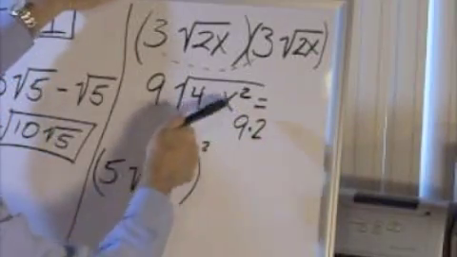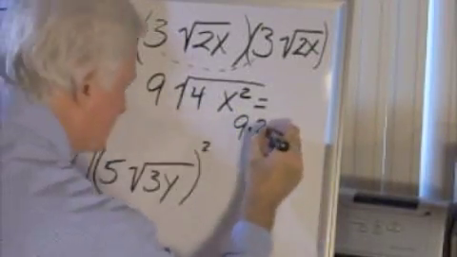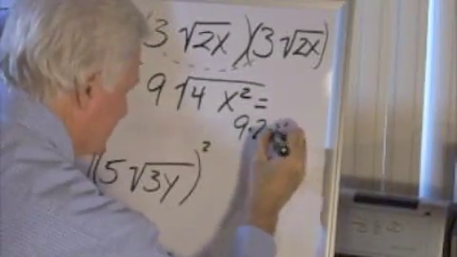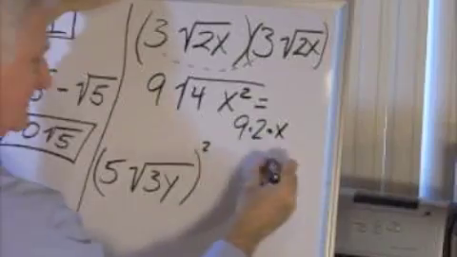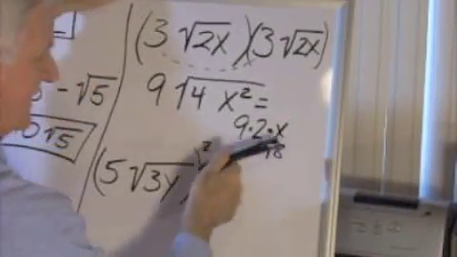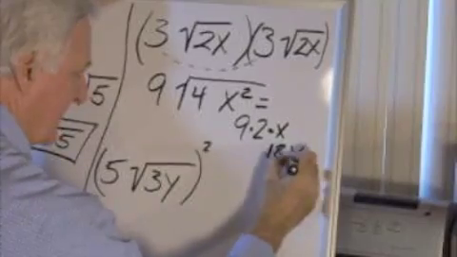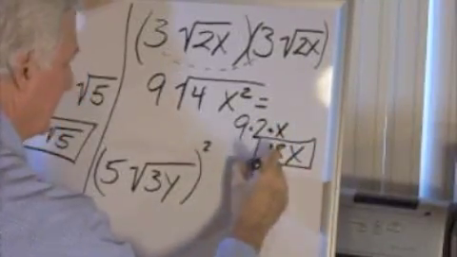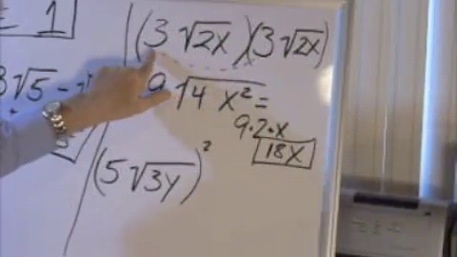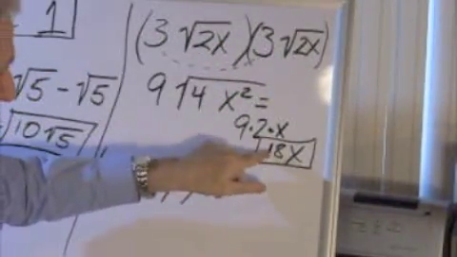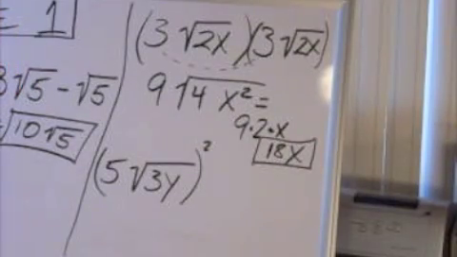And what is the square root of x squared? The square root of x squared, of course, is x. 9 times 2 is 18, and you have your x. Believe it or not, when you square 3 radical 2x, your answer is 18x.